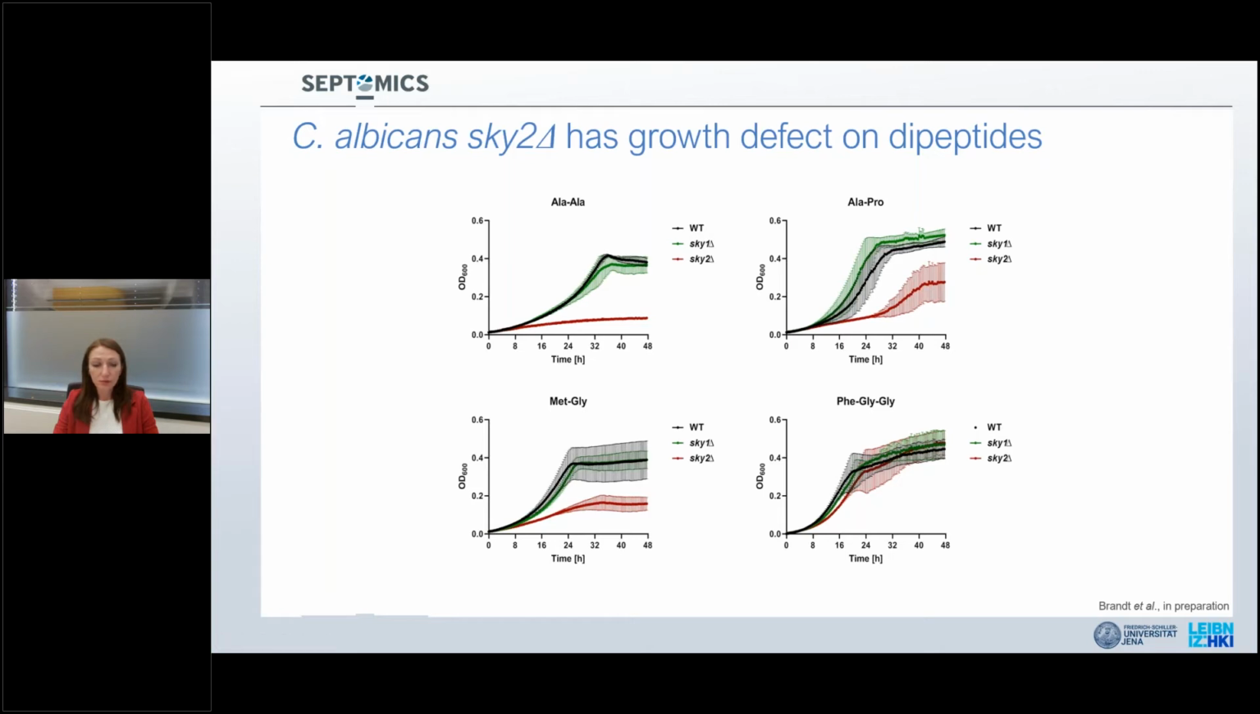So for these reasons, we were able to conclude that SKY2 coordinates or mediates processes that are related to dipeptide utilization in Candida albicans, and these defects, the SCY2 defects, are very specific and limited to dipeptides, as they are not observed with tripeptide combinations.